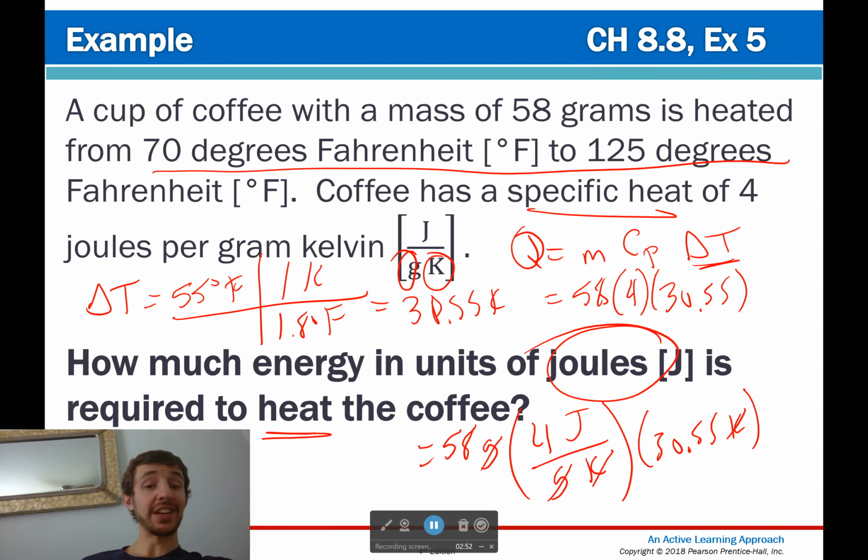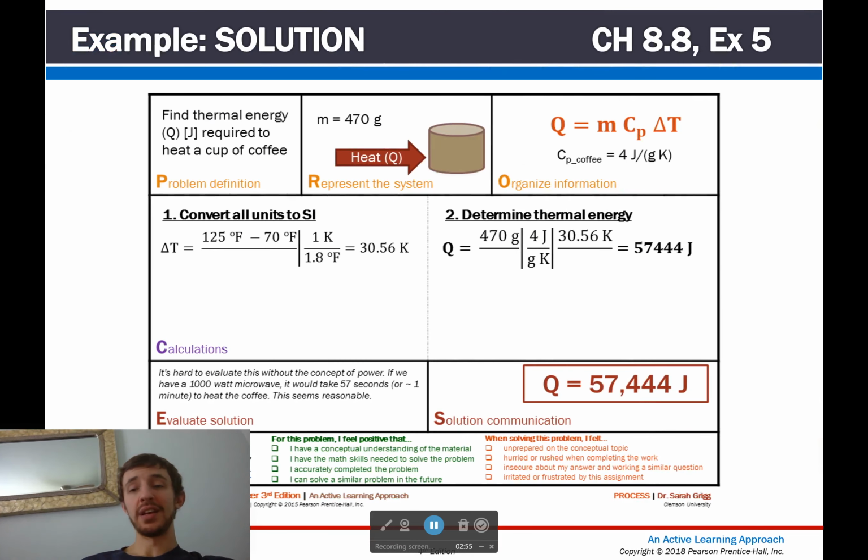What's the answer? Let's go ahead to the next slide and see what the answer would be. And the answer would be 57,444 joules. You're like, whoa, that's a lot of energy. Is it? Joules are actually a very small unit of energy. Tiny. So don't be too impressed by this, honestly. It's still quite a bit, but it's not crazy. 57,444 joules. Not bad at all.